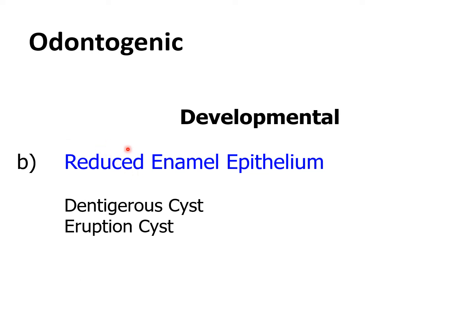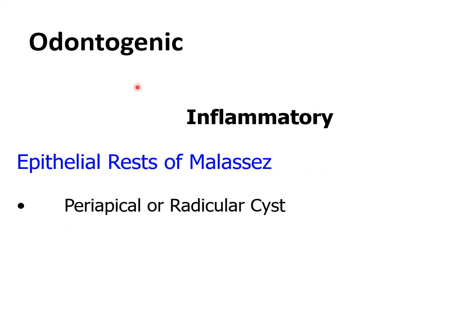The second variety of developmental odontogenic cysts develop from remnants of reduced enamel epithelium and include dentigerous cyst as well as eruption cyst. Basically, eruption cyst is a dentigerous cyst which is localized to the soft tissues, whereas the dentigerous cyst develops within the jawbone. And finally, the second variety of odontogenic cysts is the inflammatory cysts, and the most recognized one is periapical or radicular cyst, which develops from remnants of epithelial cell rests of Malassez. And this is one cyst which all of you are likely to encounter in general practice.